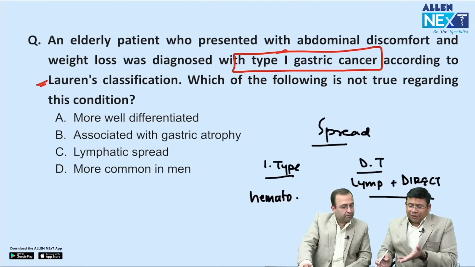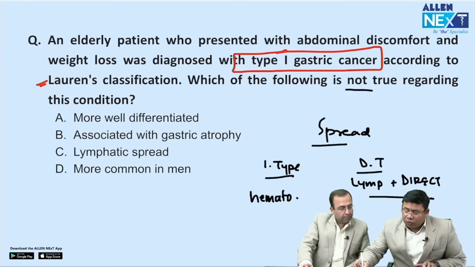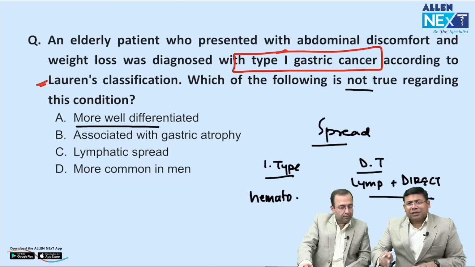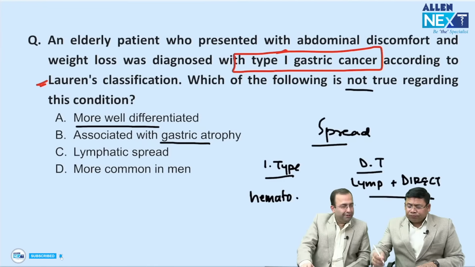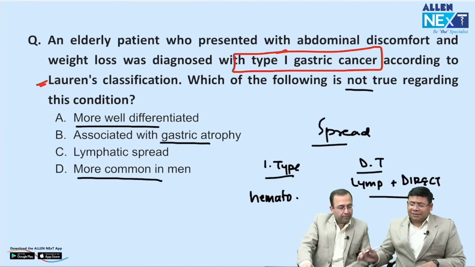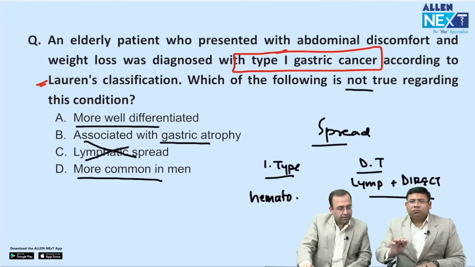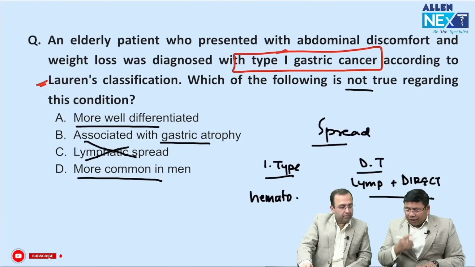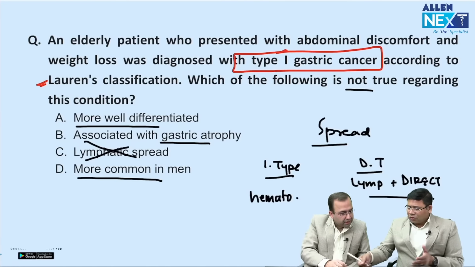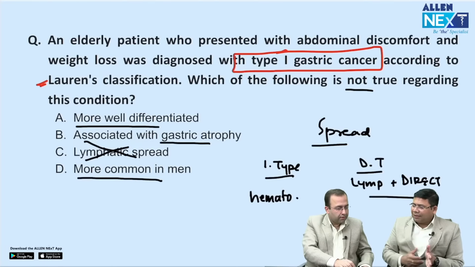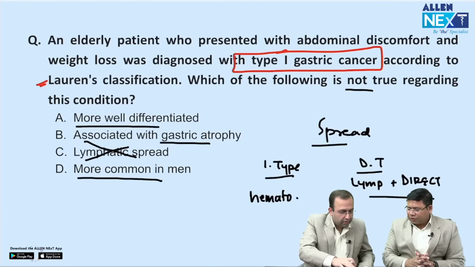So if you read this, which of the following is not true? More well differentiated, exactly yes. Associated with gastric atrophy, I have already discussed. Agreed. More common in males, sir has discussed. Lymphatic spread, no. This is a very, very important point. Sir, I hope there are some other classifications also, like Japanese classification. Japanese classification is used. So you can highlight in that, and then I will discuss in brief the management also.